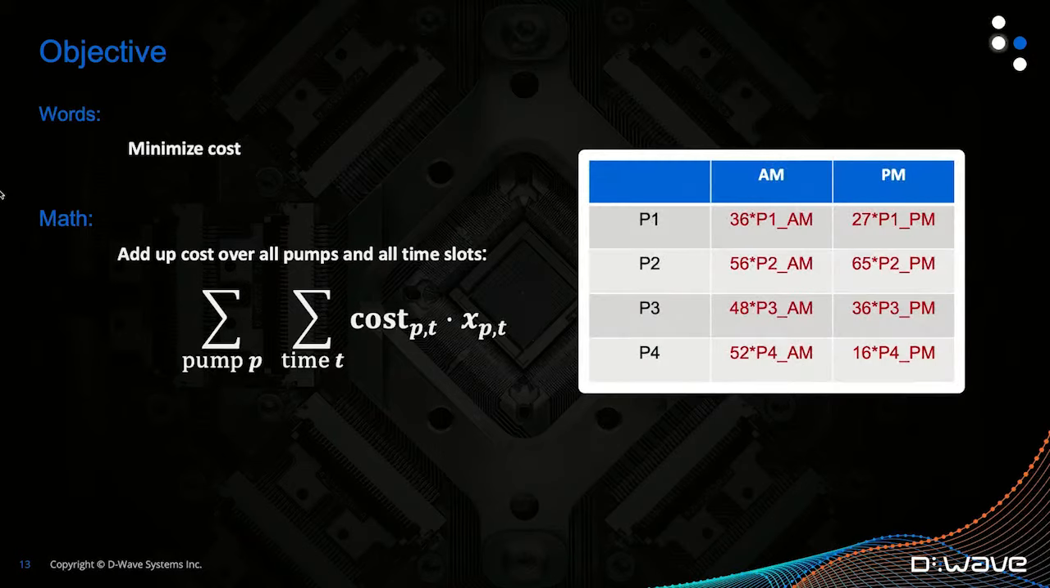So what does that look like in terms of our table and our binary variables? Well, here you can see I have each one of our binary variables multiplied by the associated cost for the pump at the given time. So basically, we're just going to add up all of these red entries in this table, and that's going to tell us how much the cost is for the given assignment of binary variables.